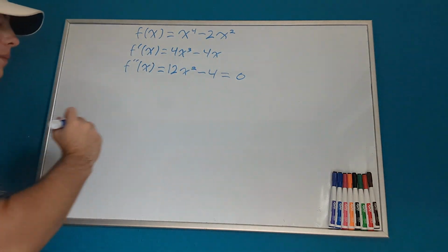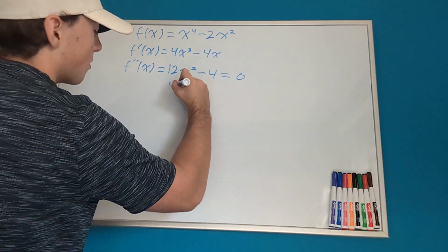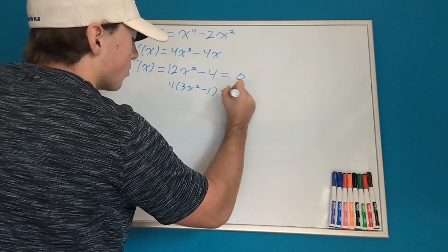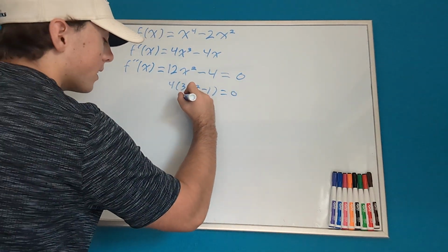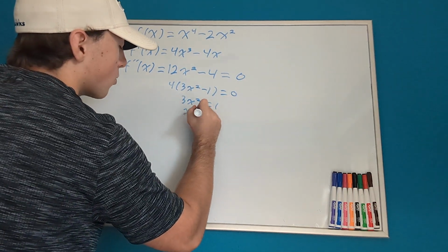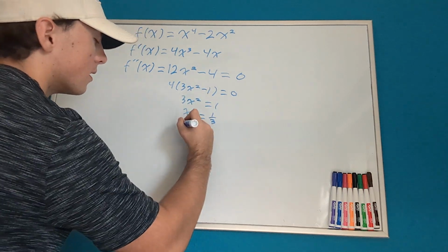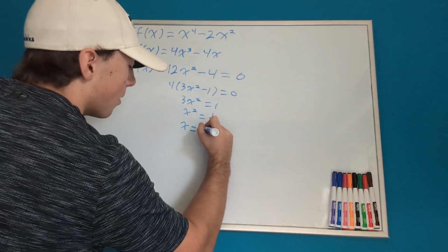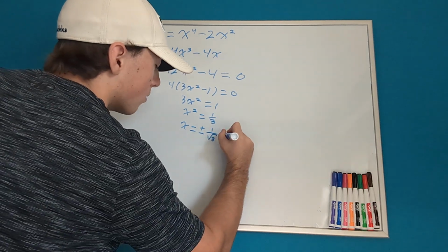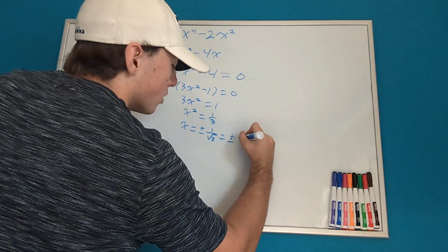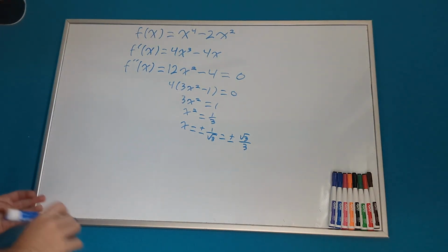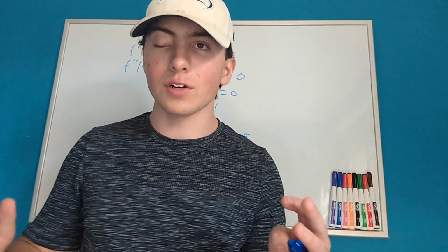Then, from here, we're going to set it equal to 0, just like we did for the first derivative test, and solve. We can start by factoring out 4, and we'll get 3x squared minus 1 equals 0. Then 3x squared equals 1, so x squared equals 1 over 3. We get x equals positive or negative 1 over root 3, which equals positive or negative square root of 3 over 3.